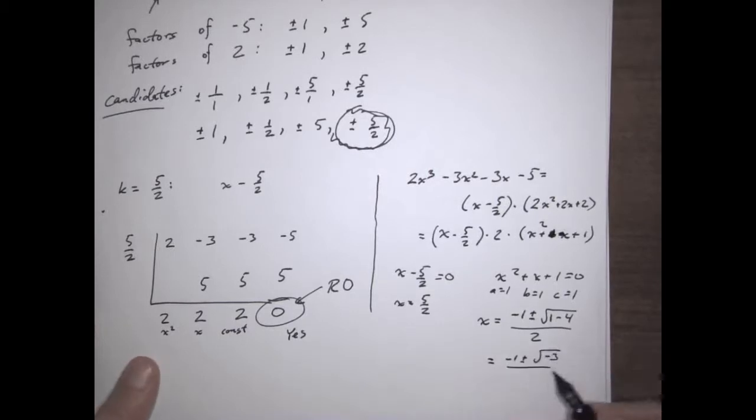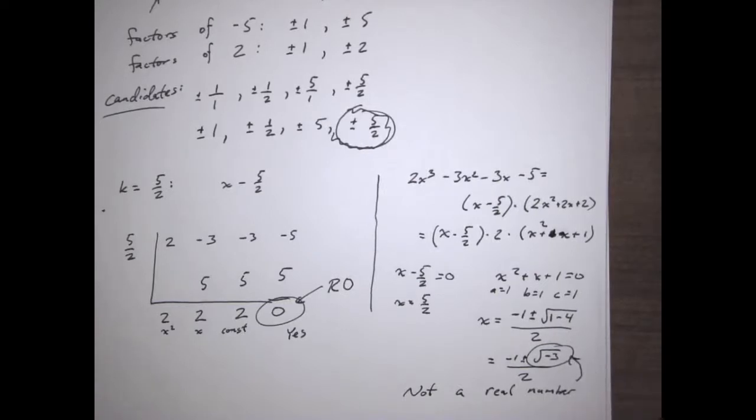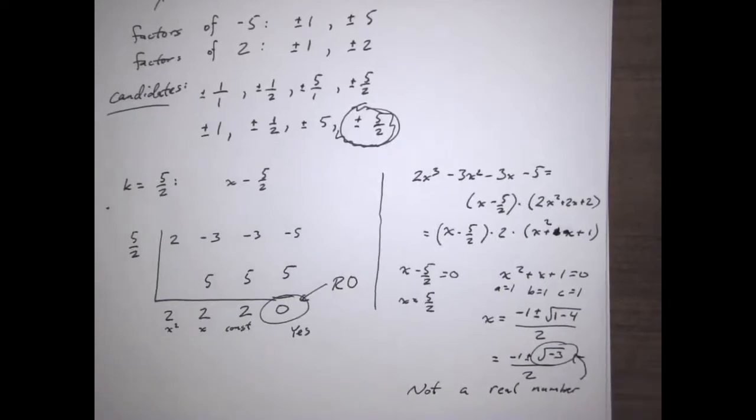So this is non-real, not a real number. Okay, so then what that means is the zeros, the only real zeros, are x equals 5 halves, and that's the only one.